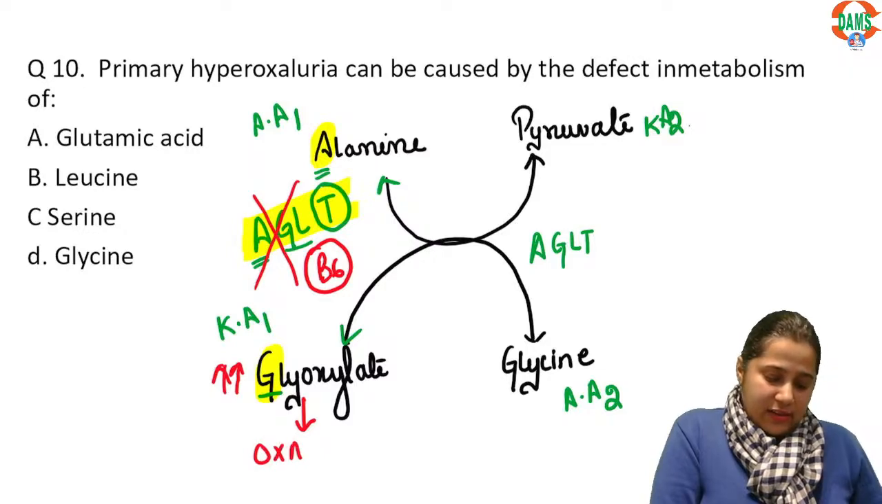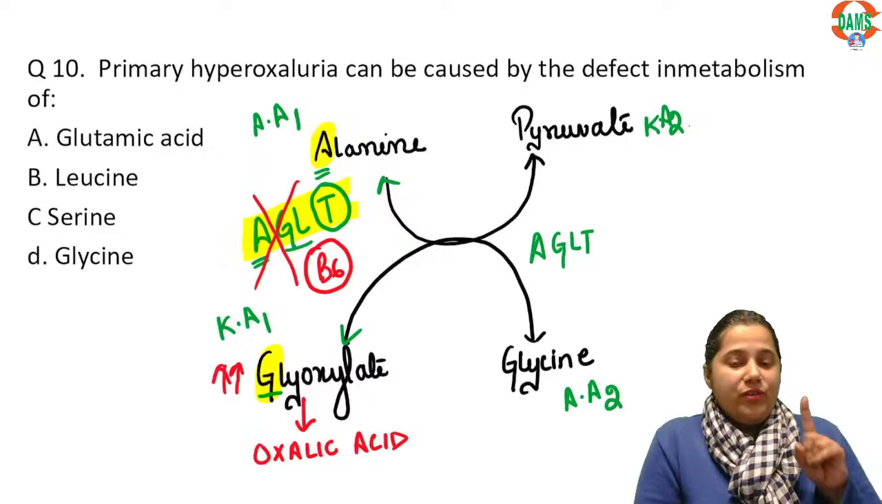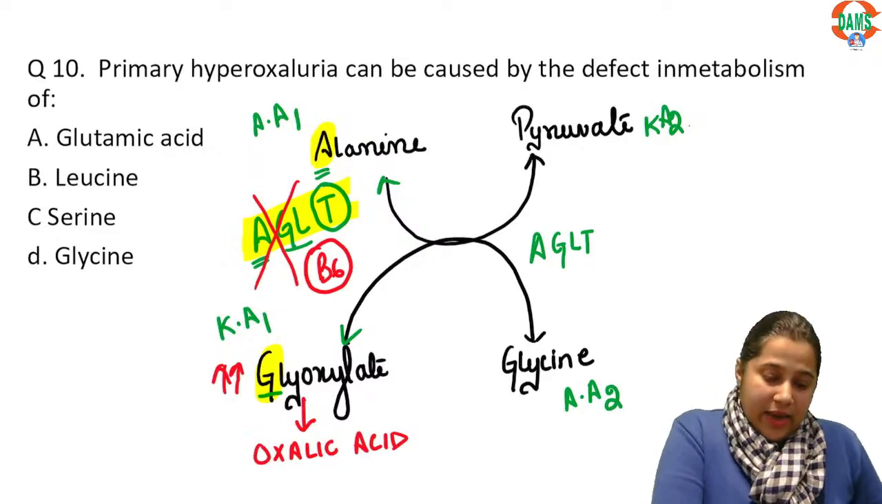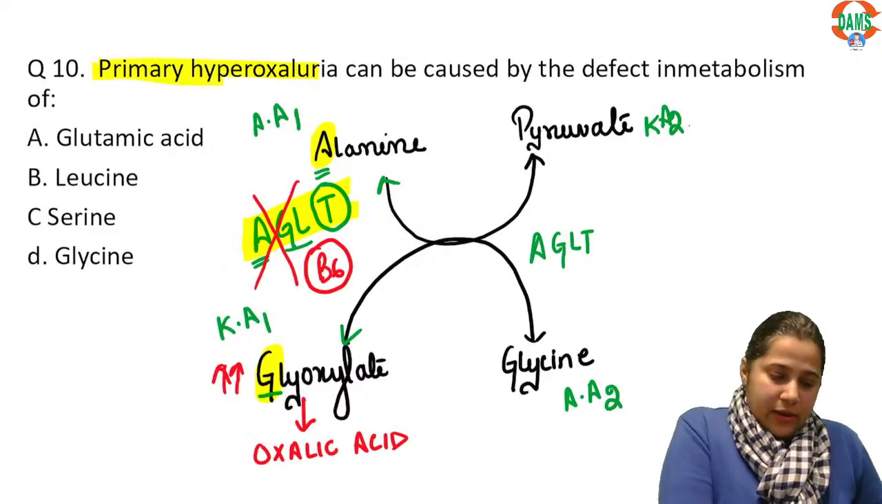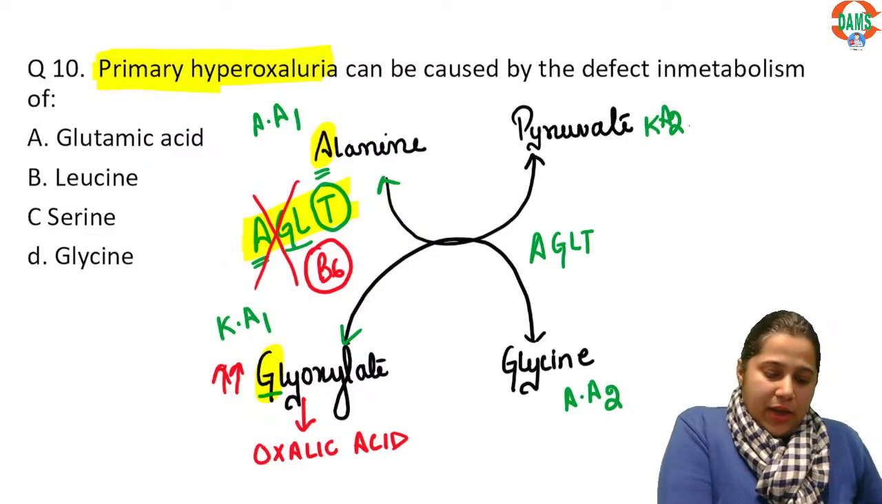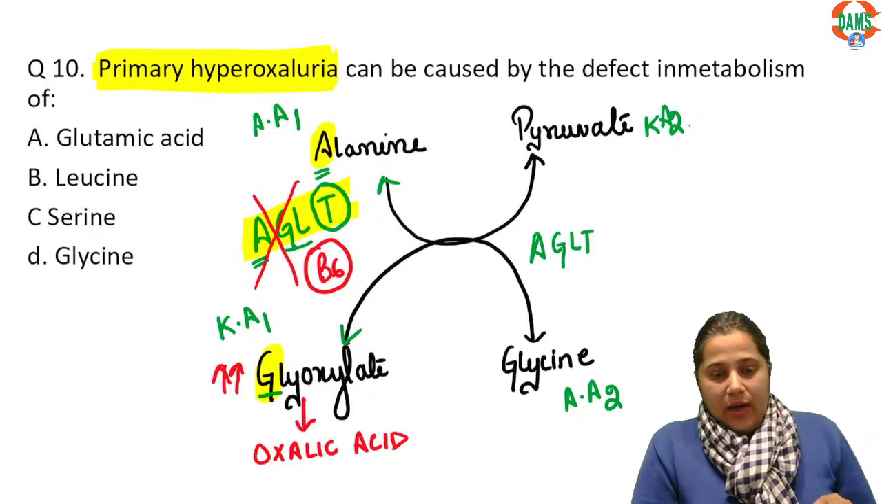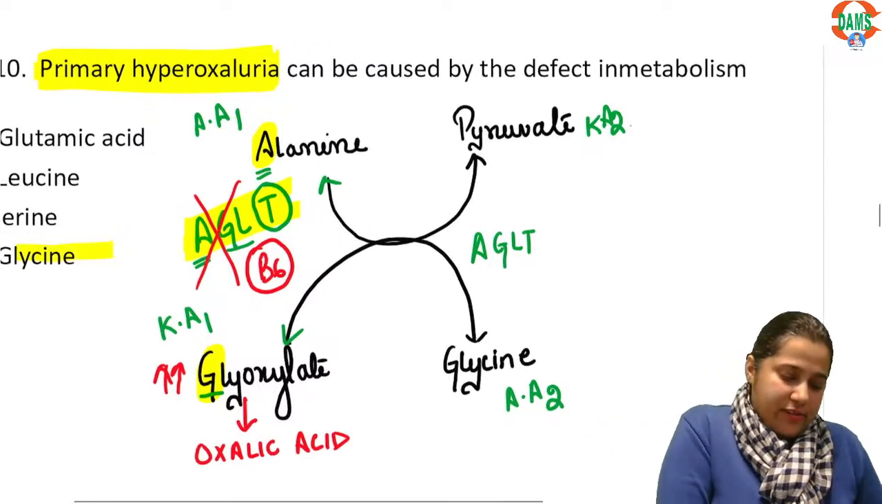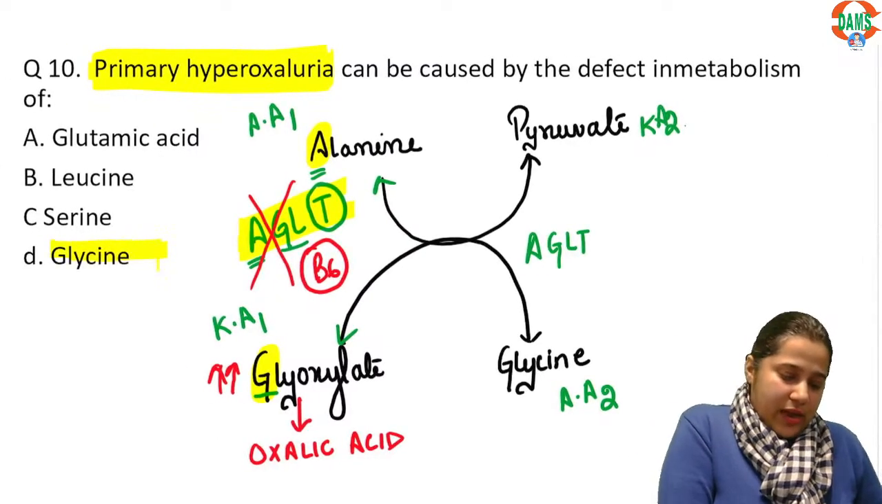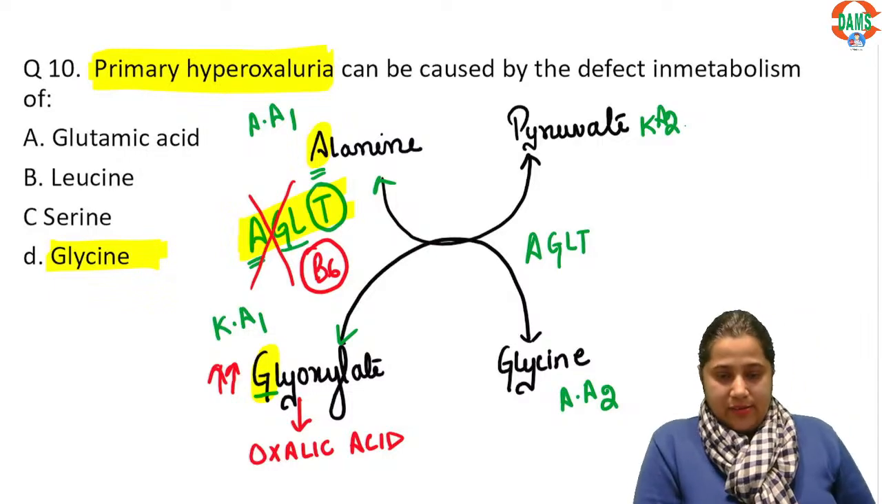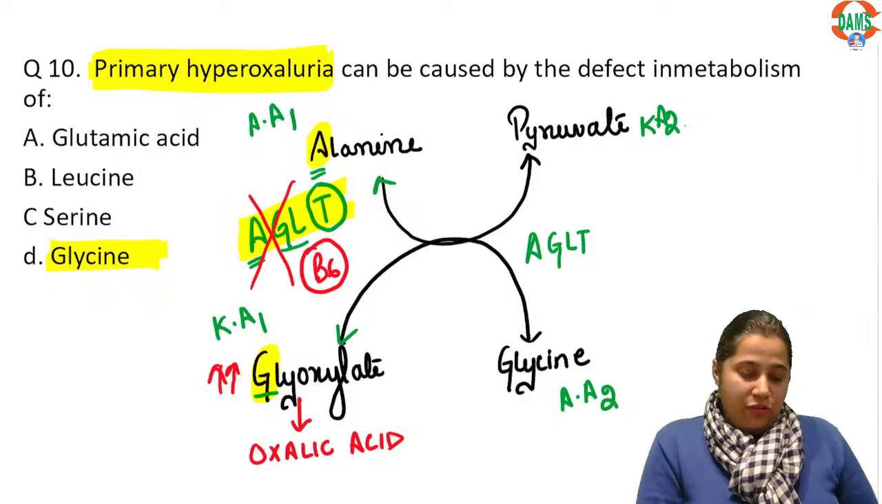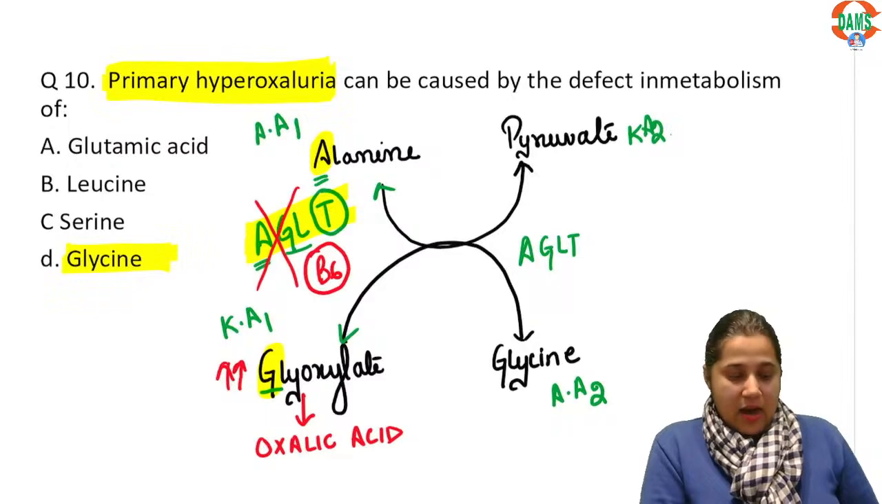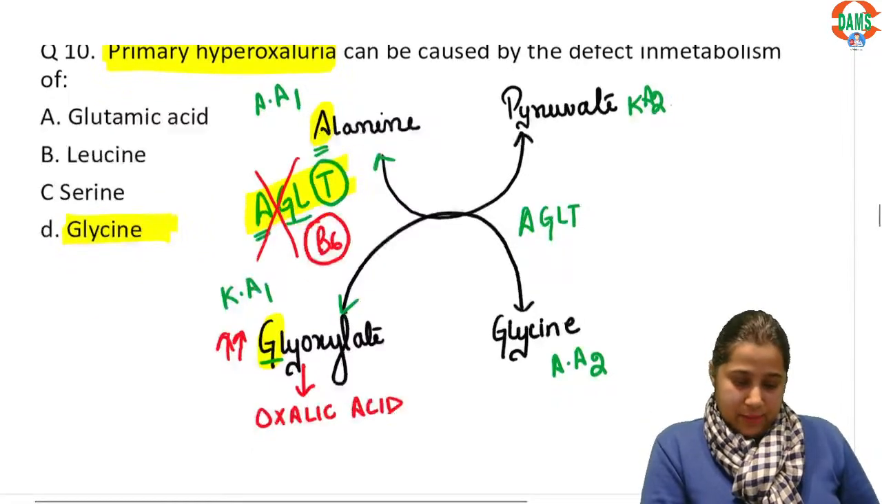And this is associated with primary hyperoxaluria. Primary hyperoxaluria is seen with a glycine metabolic defect. Then for question number 10, the answer is glycine.